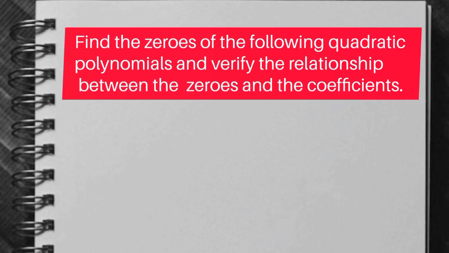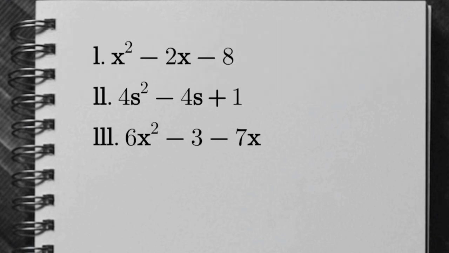So in today's video, we are going to find the zeros of the following quadratic polynomials and also verify the relationship between the zeros and the coefficients. The first one we have is x squared minus 2x minus 8. The second one we have is 4x squared minus 4x plus 1. And then the third one we have is 6x squared minus 3 minus 7x.